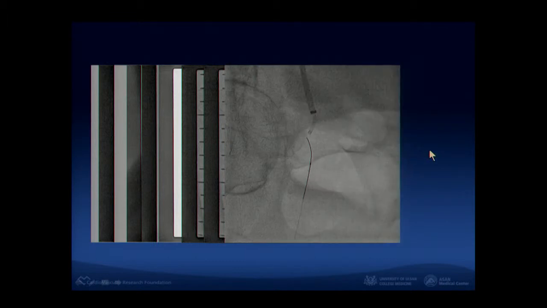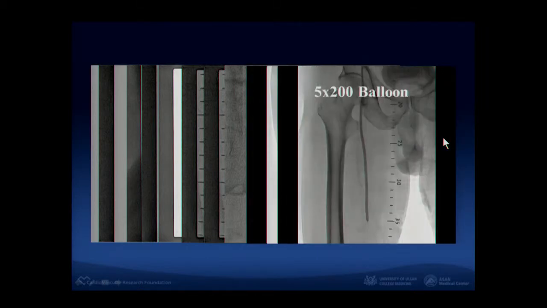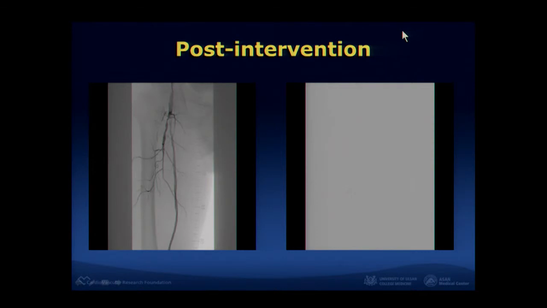Balloon. So the wire is going up. Contralateral catheter, and then balloon. So we finally achieved a good result. This is also a straightforward case of SFA total occlusion.